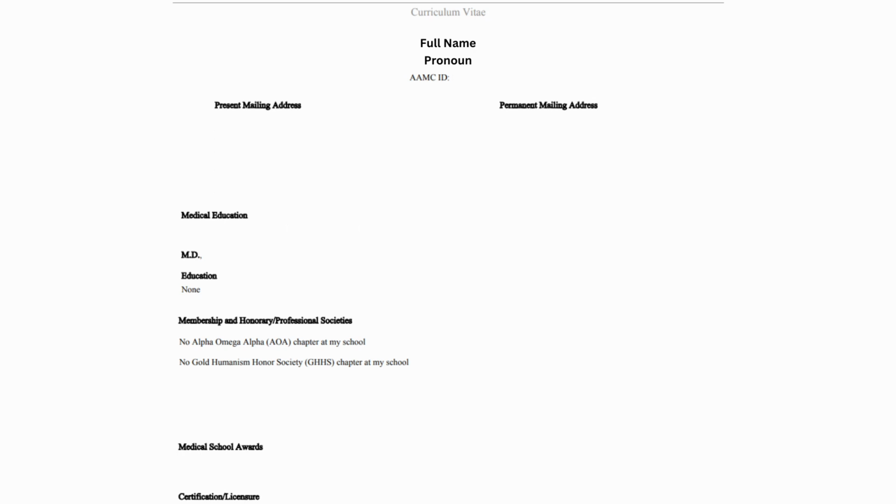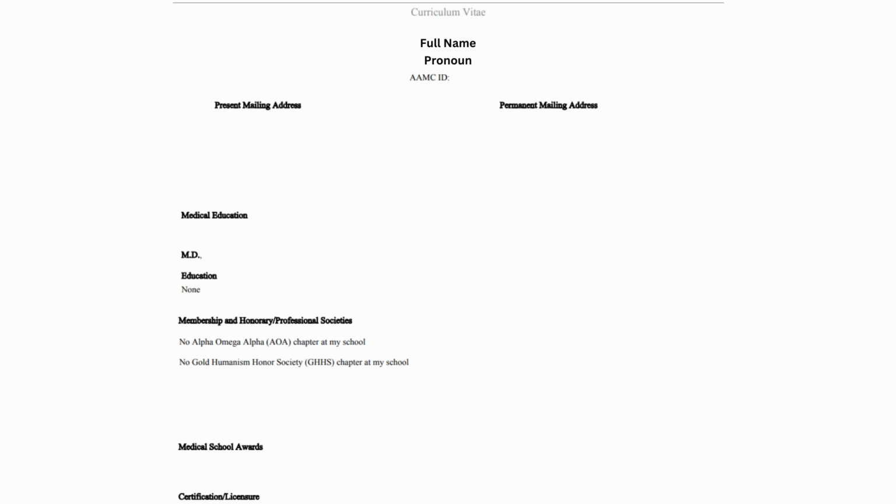The next section is going to be about your medical education. You have to mention your college and also the country where you got your medical education, the duration, the type of degree that you got, and the date that you got your medical degree. This education section is for any post-grad education, which could be a specialty, MPH, or something else. If you have anything, you can mention it here.